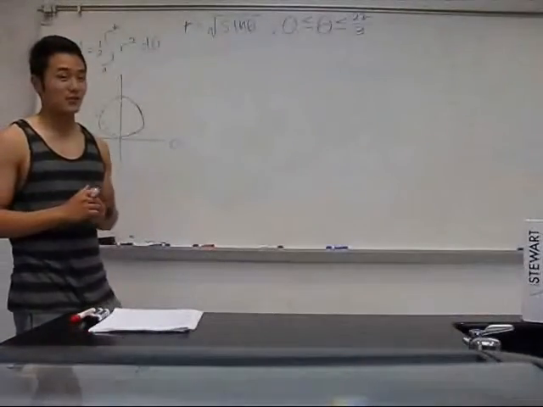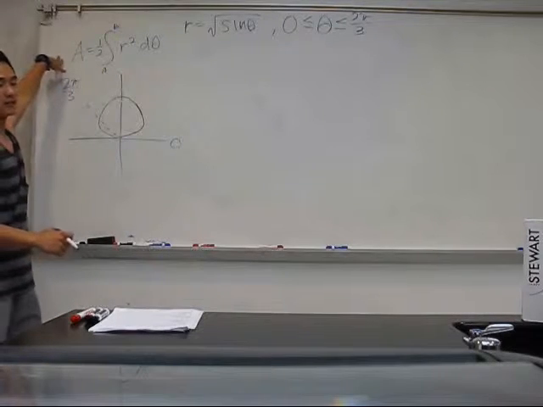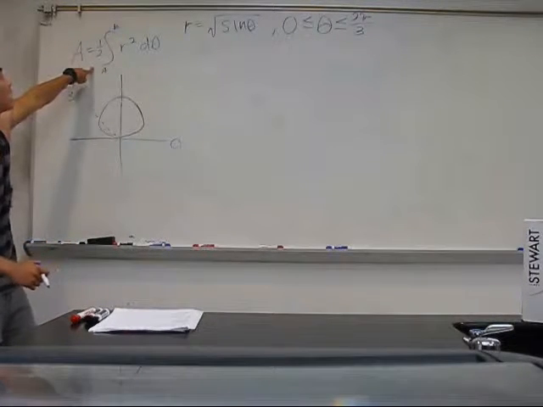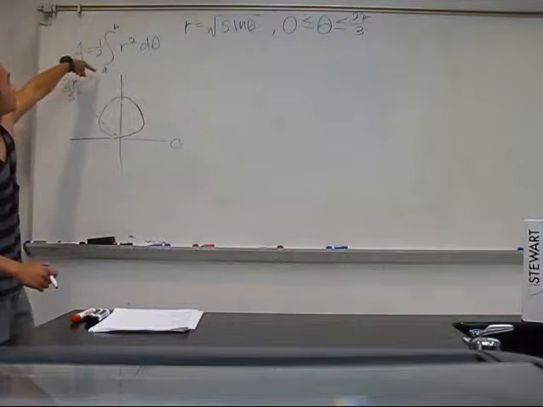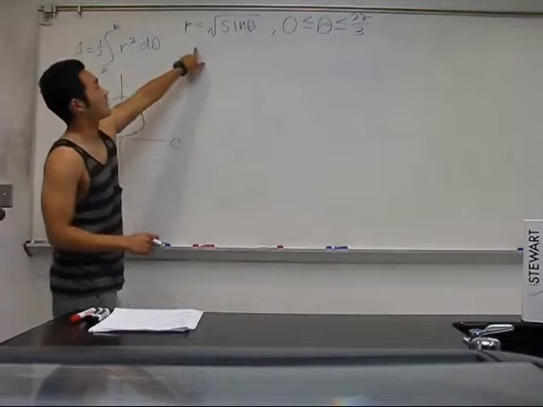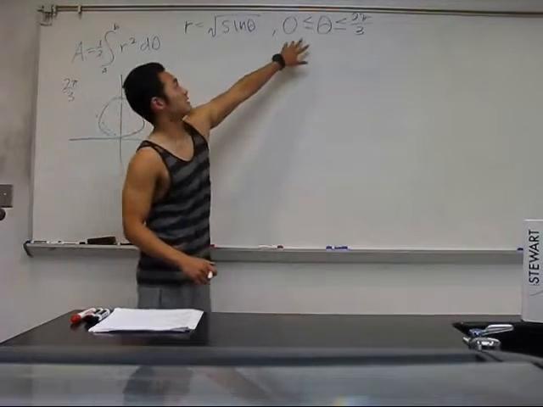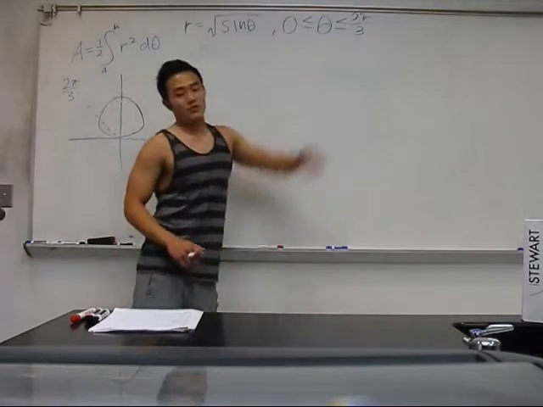Hi, this is the third problem we're going to be doing. And this is the equation that we've been using. Area of a polar graph, A equals 1/2 integral from a to b of r squared d theta. And our given is r equals root sine theta, as you can see here. And our limits are from 0 to 2 pi over 3.